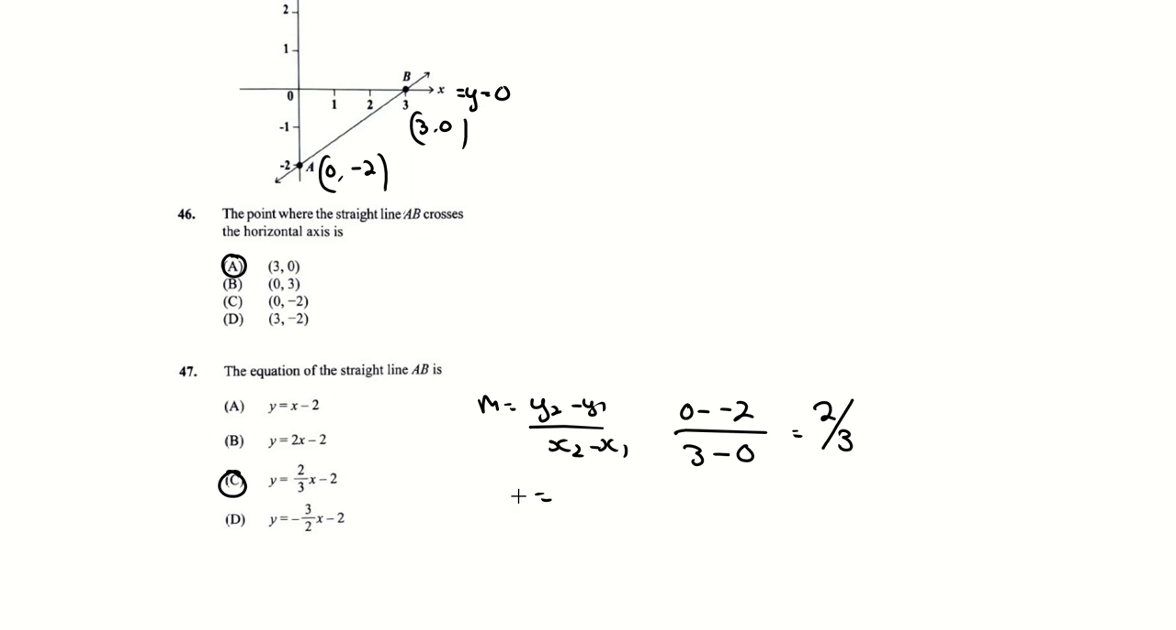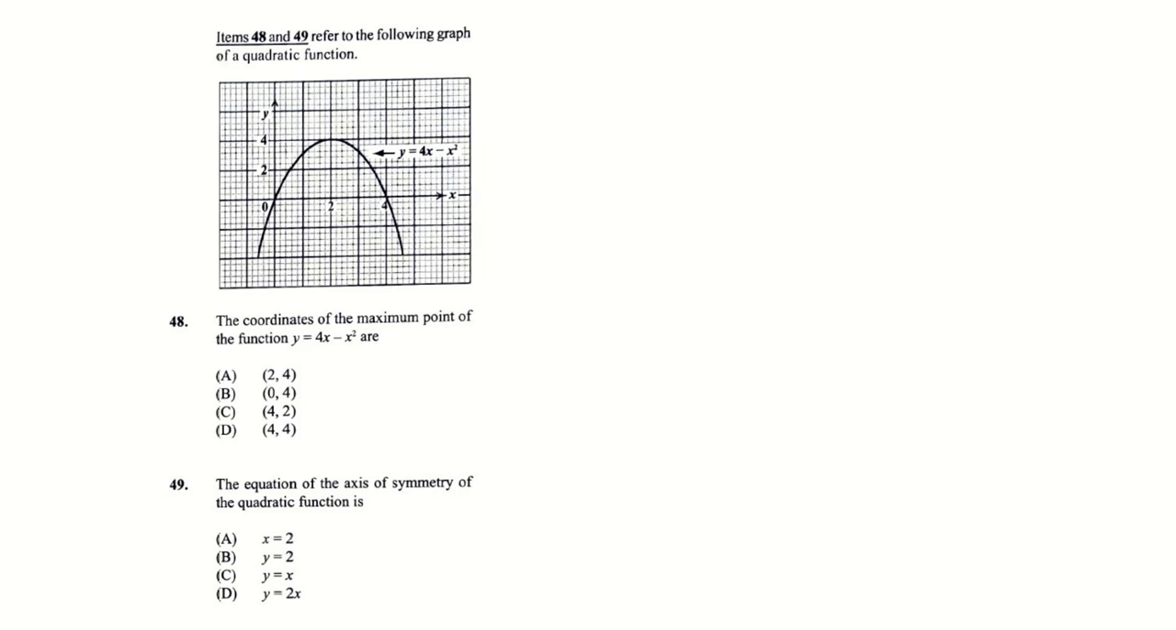Remember again, the equation of your line is in the form y is equal to mx plus c. C is your y-intercept, which is -2, and m is your gradient, which we found to be 2 over 3. I chose this to be point 2, so this is x2, y2, and this is x1, y1. So this is how I have 0 minus minus 2 and 3 minus 0. That's how I got 2 over 3. So that would be our answer for 47.